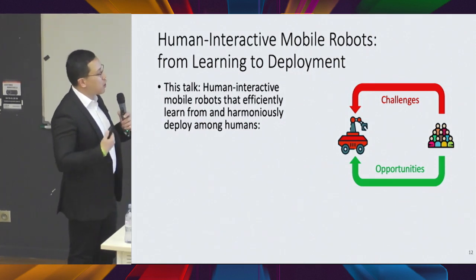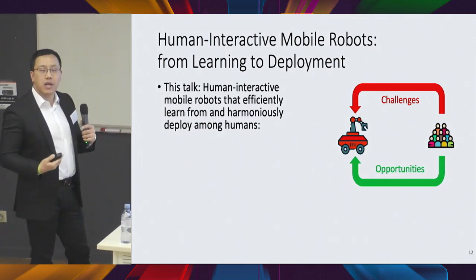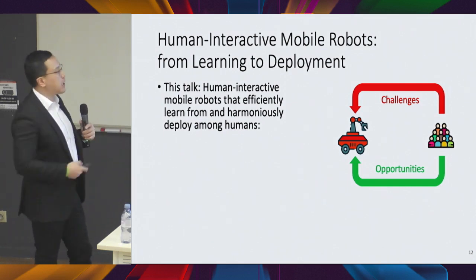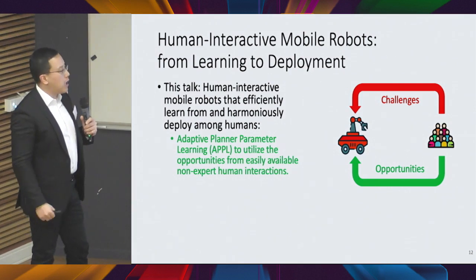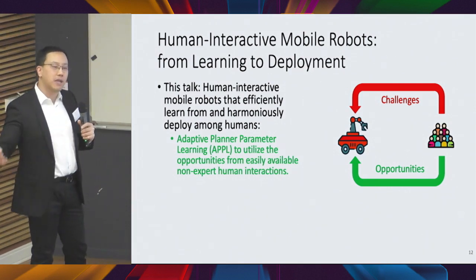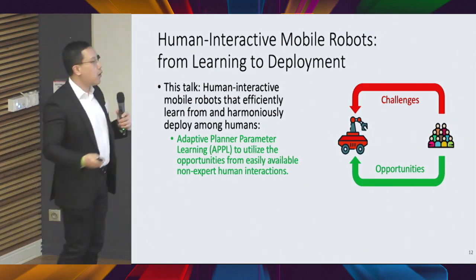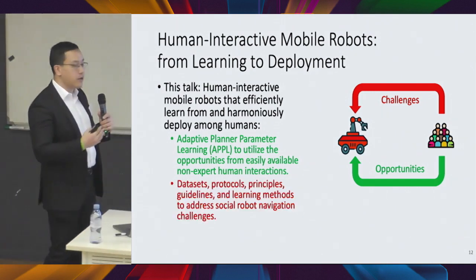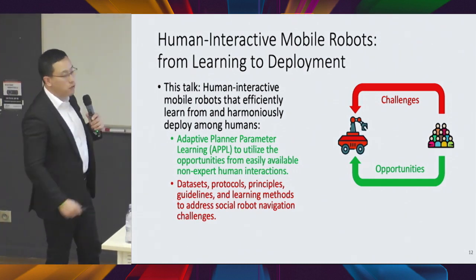We want to build human interactive mobile robots that can efficiently learn from these non-expert humans and also harmoniously deploy among these humans as well. So we are going to talk first about how to utilize this very, very easily available non-expert human expertise in the field. And also we are going to talk about a few methods and tools for us to address some of the challenges in the specific problem of social robot navigation.